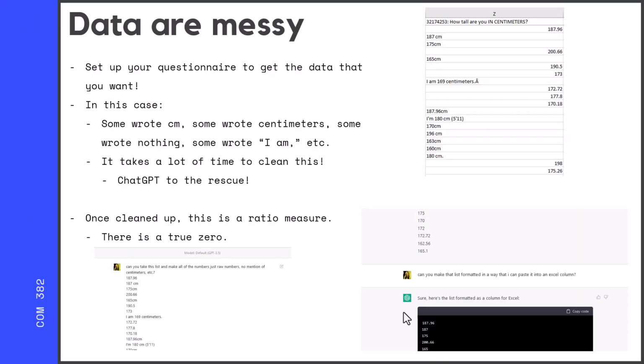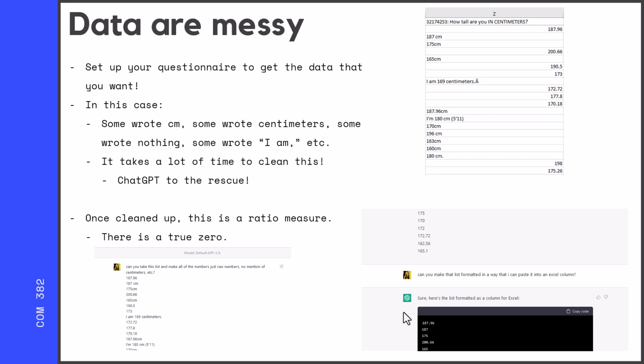I want to start and talk about data. Data are really messy. And I want to use this example of the introduction survey that you took at the beginning of this class. So in that questionnaire, you were asked to give your height in centimeters. And this is my recommendation to you. Whenever you're collecting data, you want to set up your questionnaire to get the data that you want. And so in this case, it was an open-ended question.